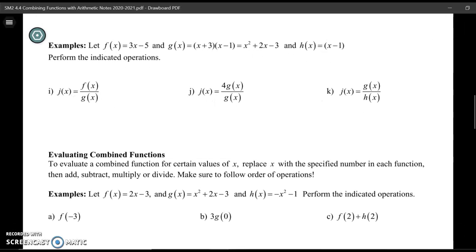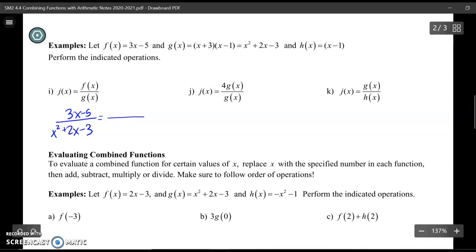So let's look at this first example, I have f of x over g of x. The first thing I'm going to do is just write it out. So I have f of x, so 3x minus 5, over g of x, which is x squared plus 2x minus 3. Now, I'm actually going to write this in both ways. Remember how before we said there's actually two versions of g of x? There's the one that you have to multiply, and there's the one in standard form. I'm going to write it in standard form too, just so that we see that you could write it either way.